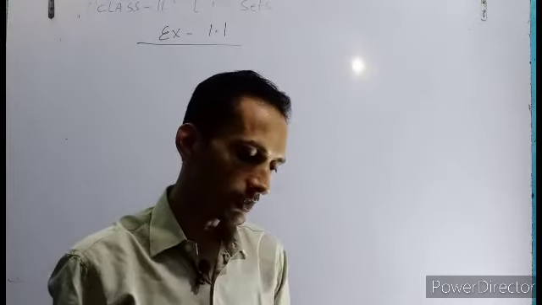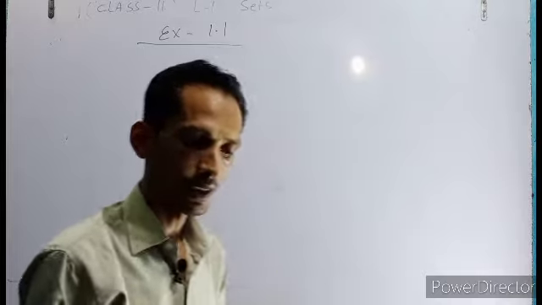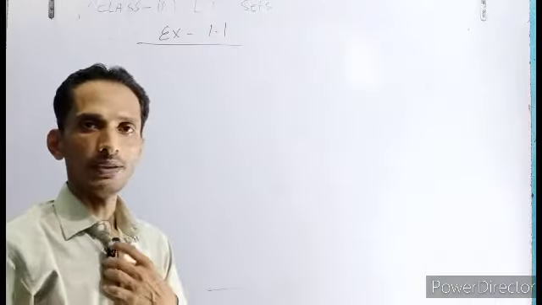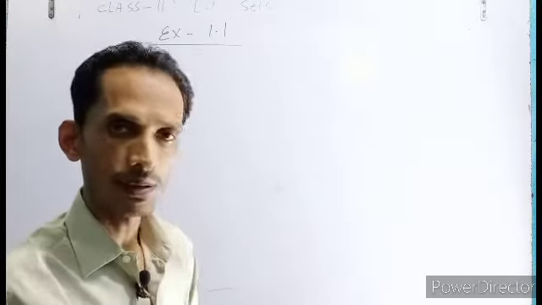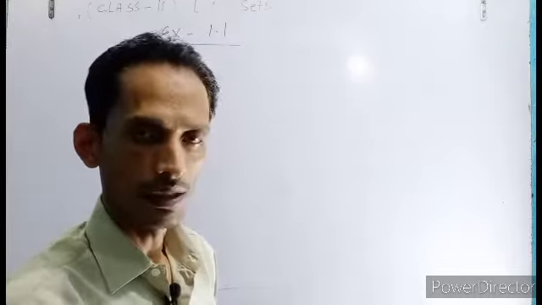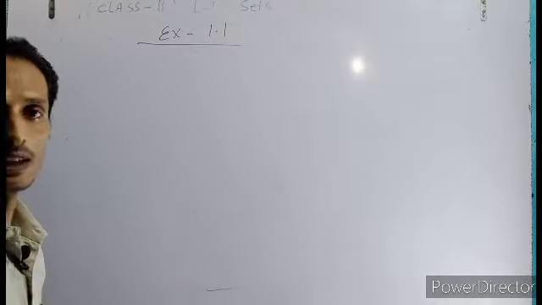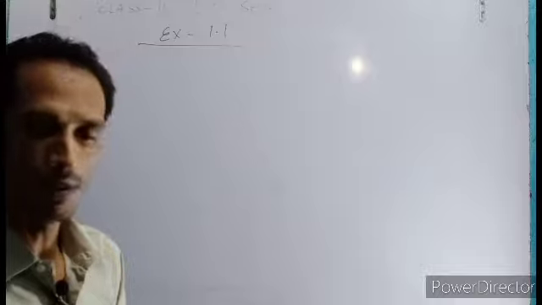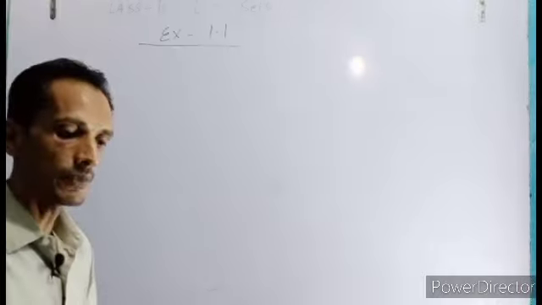1.1: a set is a collection of well-defined objects. The collection of all months of a year beginning with the letter J: January, June and July. These are the months of the year, which are a collection. Every person has the same views about these months, so this is also a set.